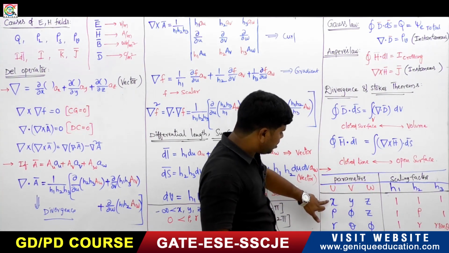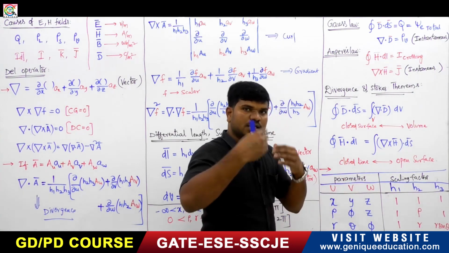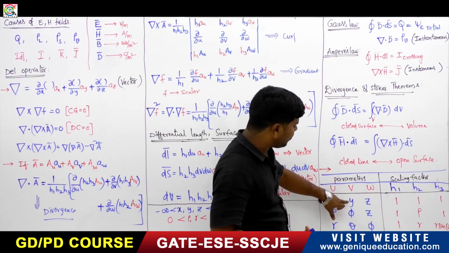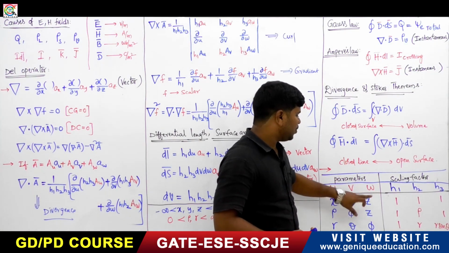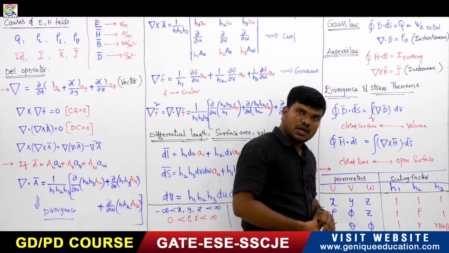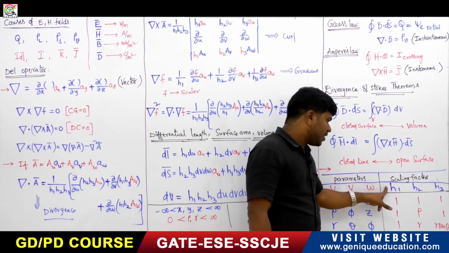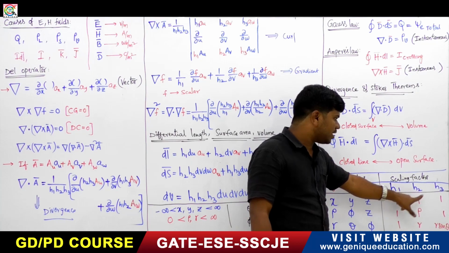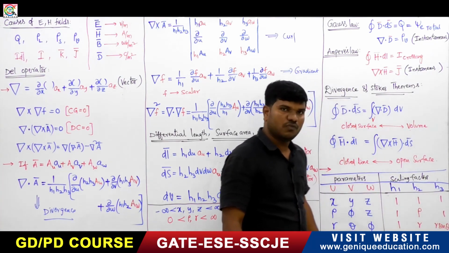Okay, U, V, W. If you take the Cartesian coordinates, in the place of U you have to write X, in the place of V you have to write Y, in the place of W you have to write Z. So in the place of H1, for Cartesian coordinates, it is 1. In the place of H2 you have to write 1. In the place of H3 you have to write 1.